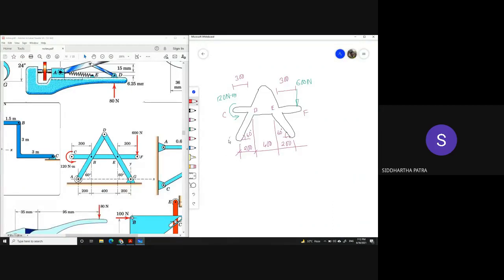So at A, we can expect AY, and since G is a pin joint, we can expect GY and GX. Now, since we are not talking about the joints B and E, because when we consider the total structure, the forces from B and E are internal forces and they cancel out. So we are only left with three unknowns: AY, GY, and GX.